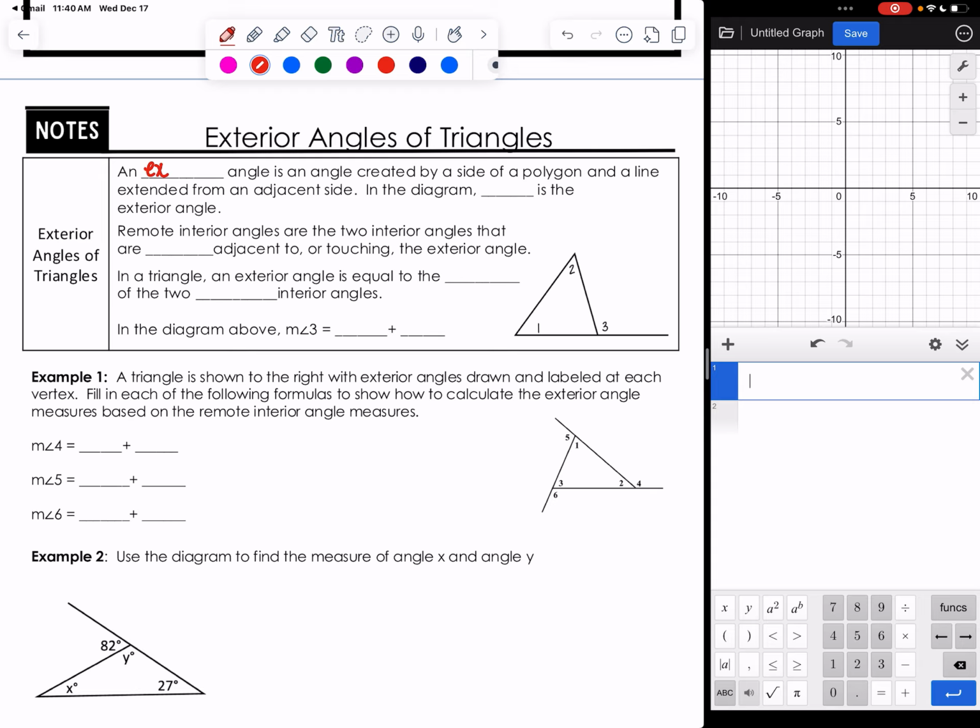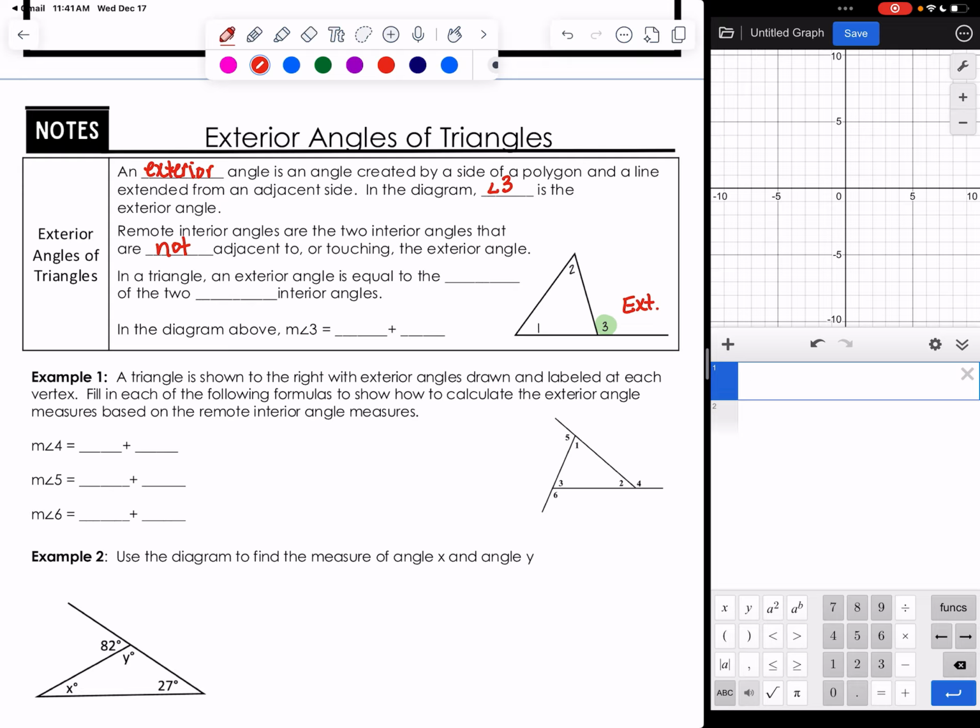An exterior angle is an angle created by a side of a polygon and a line extended from an adjacent side. In the diagram below, angle 3 is the exterior angle. So let me highlight that for you. That's called your exterior angle.